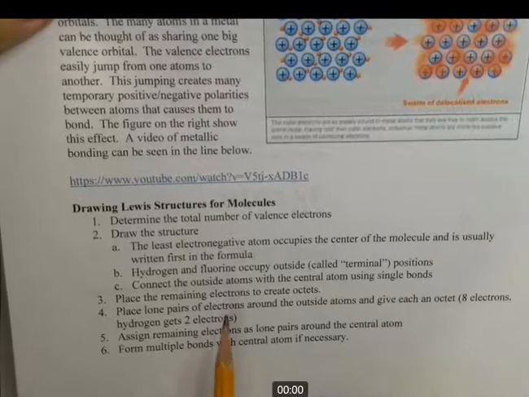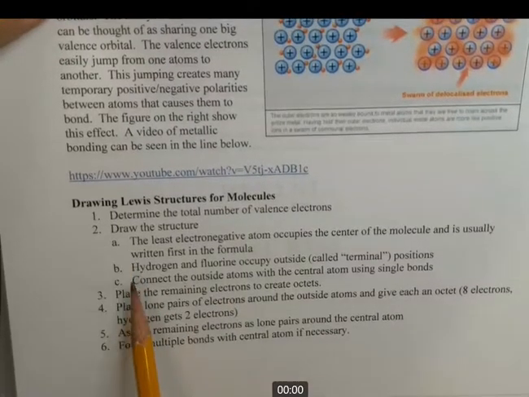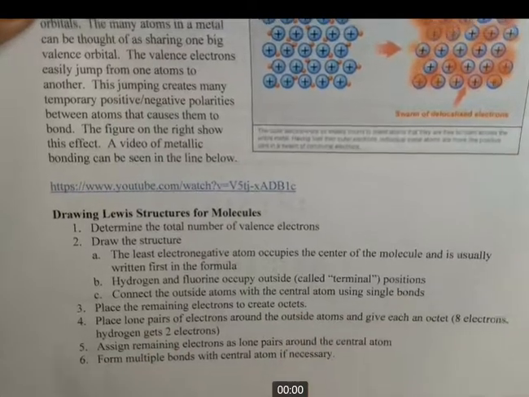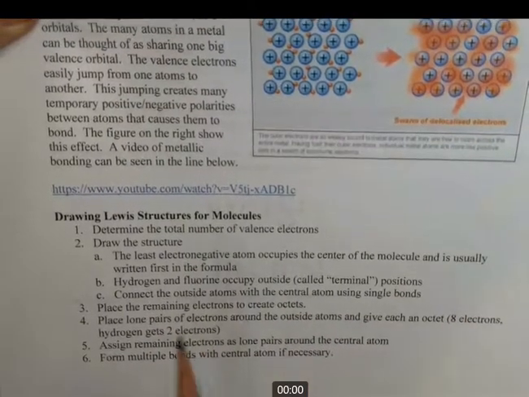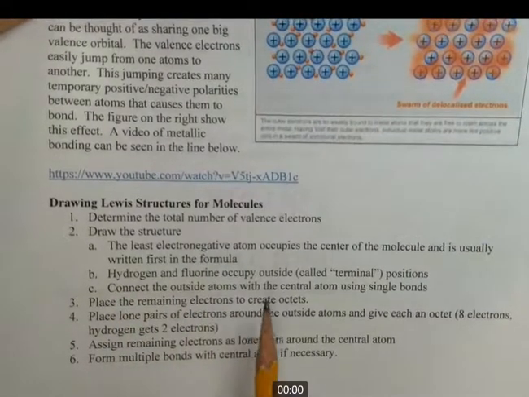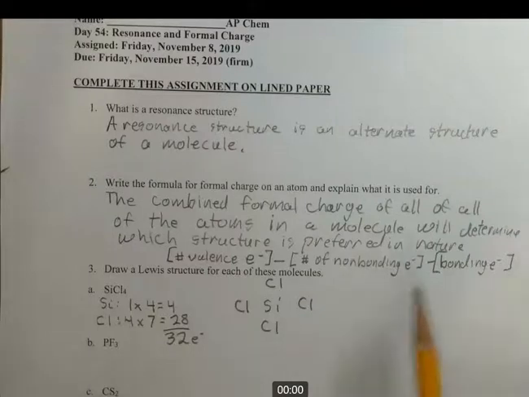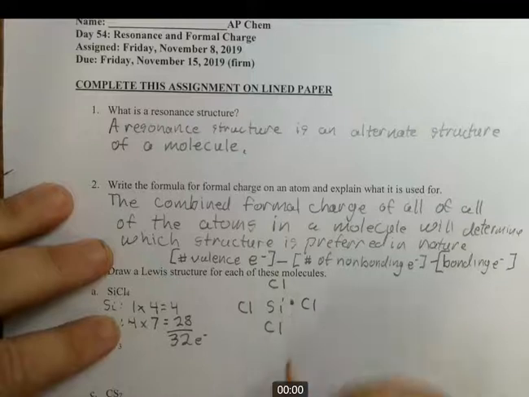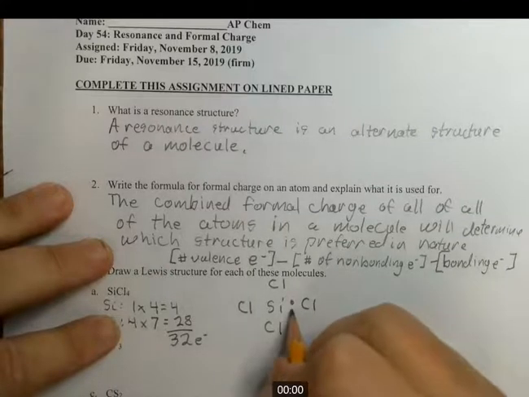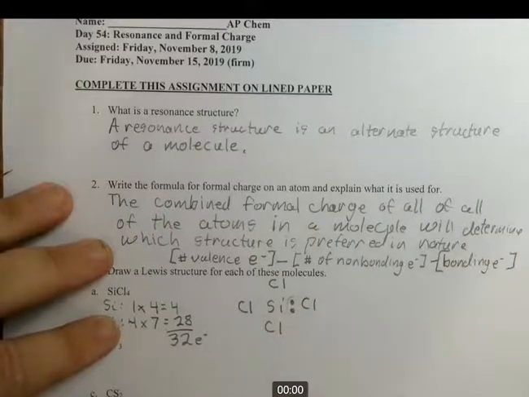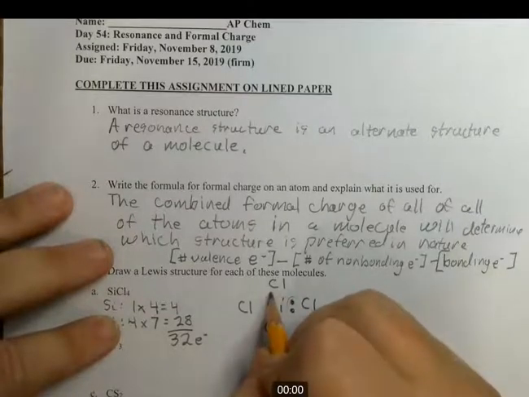Rule 2A says hydrogen and fluorine occupy outside positions. There's no hydrogen or fluorine in this, so that rule doesn't apply. Rule C does, however: connect the outside atoms with the central atom using single bonds. So remember what's happening in a covalent bond. The chlorine is contributing an electron to this bond. The silicon is contributing an electron, and they share these 2 electrons right there. And that's going to happen in all 4 cases.